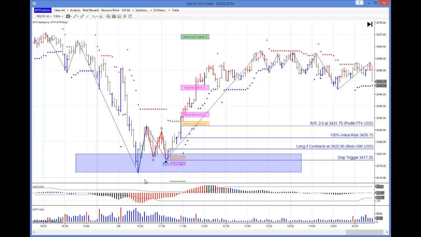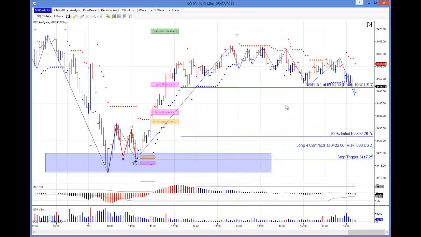The only difference we make now is we don't go to the first target because we are assuming this is a wave 2. We're actually looking for the typical wave 3 WPT, which is up here. So if I now place the risk reward on at that level, in other words up to the typical wave 3 WPT, you can see that this would have given a potential trade of 5 to 1. A very, very nice trade indeed.